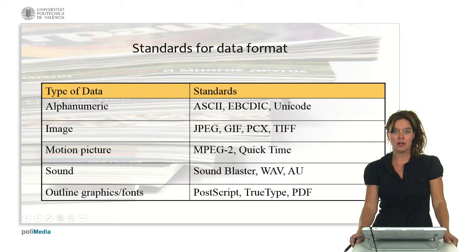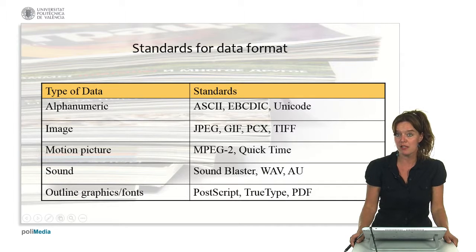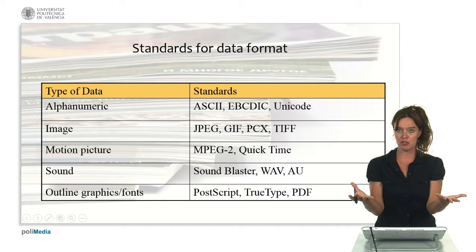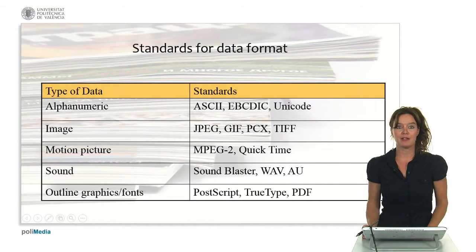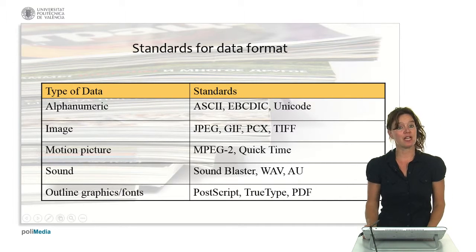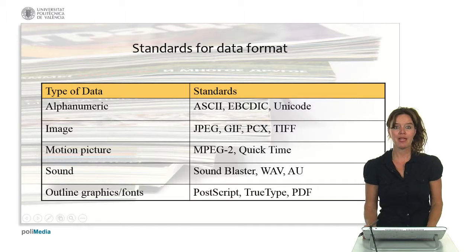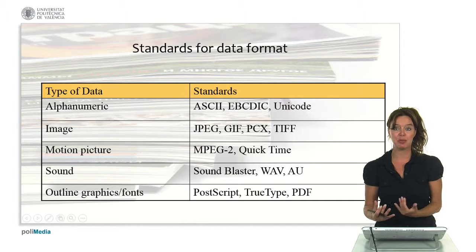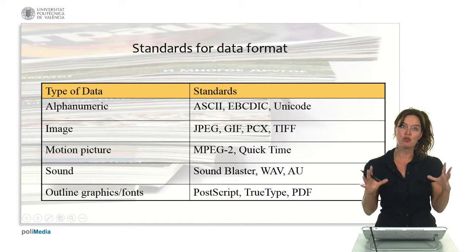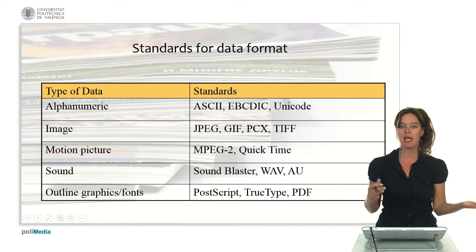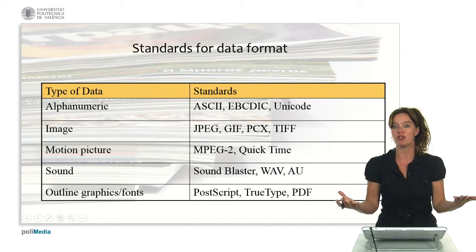There is standards for images, you might know them. There's JPEG, there's GIF, there's TIFF, there's all kinds of standards that we can use to communicate images. There's also standards for motion pictures, for videos, there's MPEG, there's QuickTime, there's standards for sound like WAV, and there's also standards for outline graphic fonts like PS and PDF. So these are all standards to format data in a way that we can interchange it between computers and between people and between software applications.